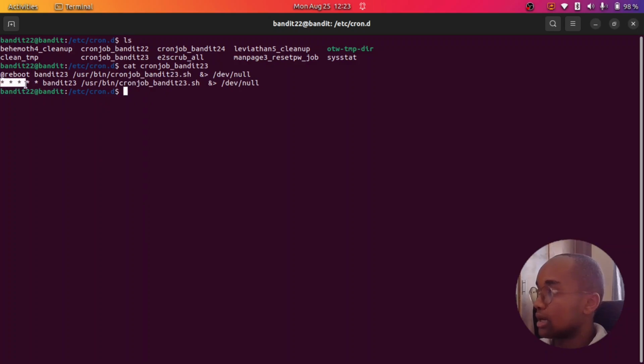Now in this second line we are told that every minute Bandit 23 runs this command. This is useful because we need to understand which user is invoking it. So every minute Bandit 23 is executing this script, and of course the output is being redirected to this directory. Let us have a look at what this script does.